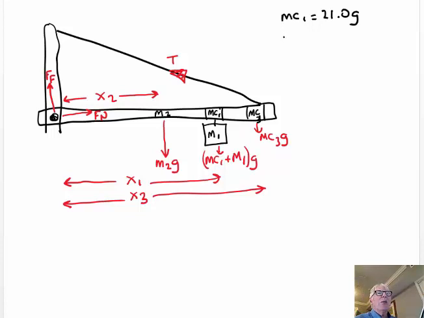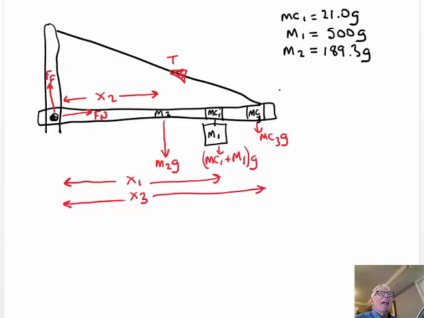And then we need the actual mass. We add M1 and we look on that and it says it's 500 grams. And then we say, well, what about M2? So we take the ruler across to the massing machine and it says 189.3 grams.